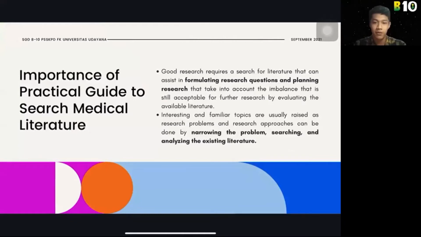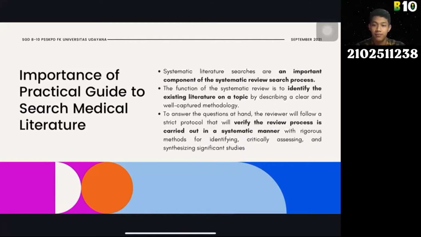Okay, my name is Putri. I'll bring the topic about importance of practical guide to search medical literature. The first, good research requires a search for literature that can assist in formulating research questions and planning research that takes into account the gaps that are still acceptable for further research by evaluating the available literature. Second, interesting and familiar topics are usually raised as research problems, and the research approach can be done by narrowing the problem, searching, and analyzing the existing literature.